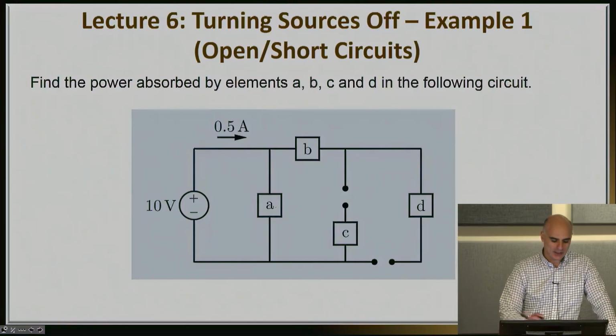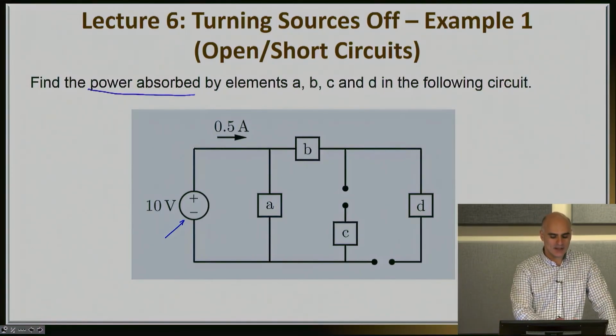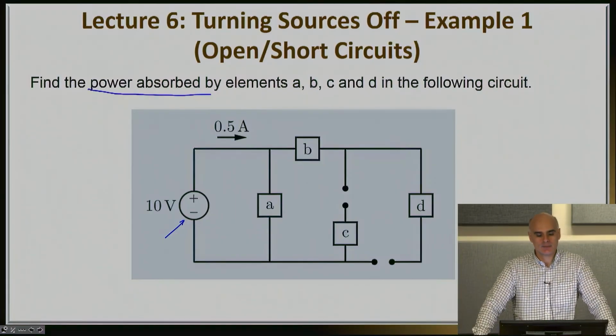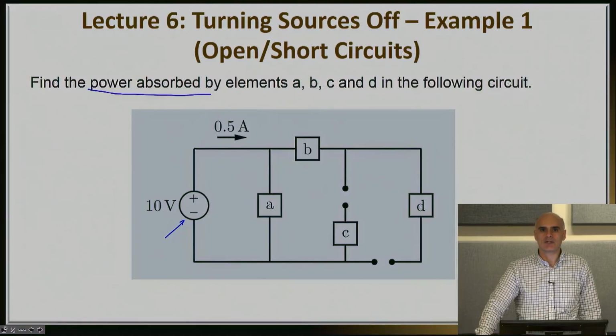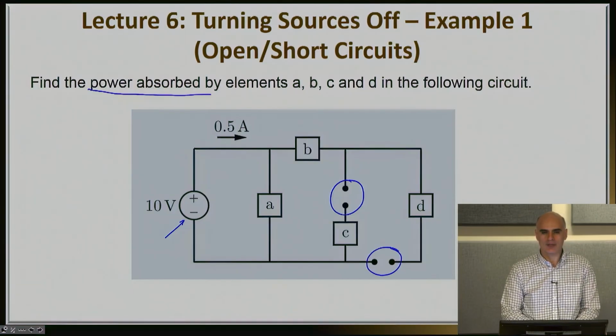This is a fairly simple schematic. It includes an independent voltage source whose value is 10 volts, and it includes 4 different devices that I have called here A, B, C, and D. The main question that we want to answer is how much power each one of these devices is absorbing in this particular scenario. What you probably are focusing on right now as you're looking at the circuit is the existence of 2 opens. So there's an open here and there is an open here.